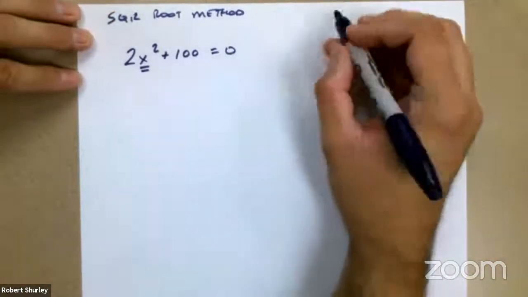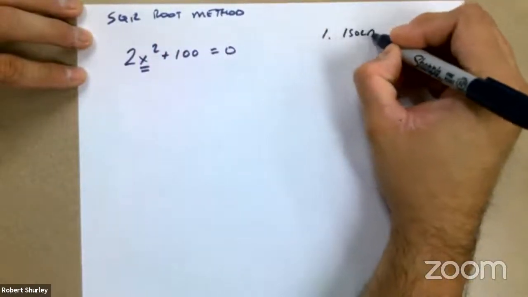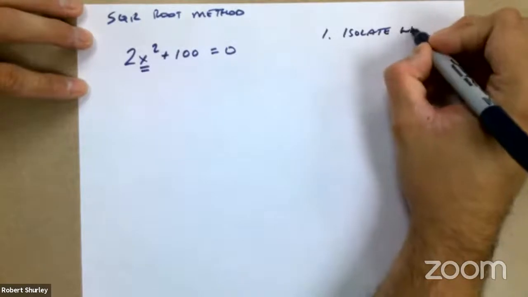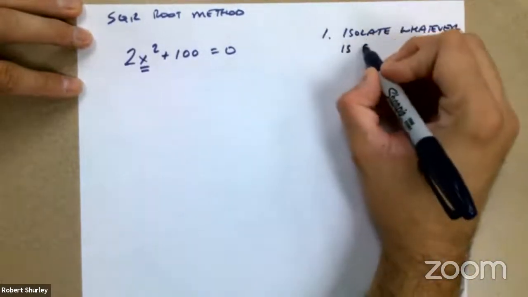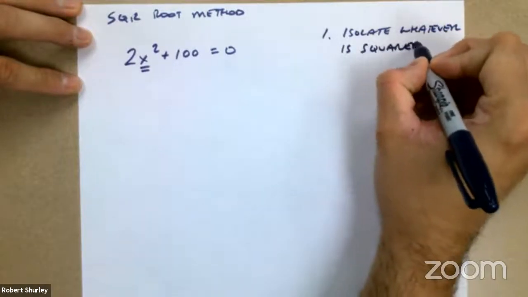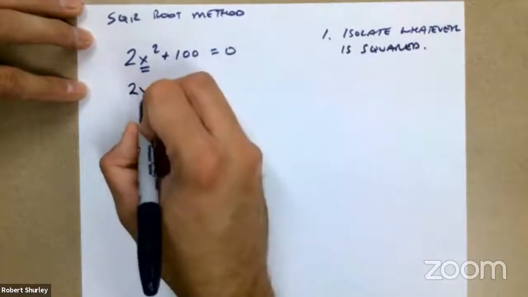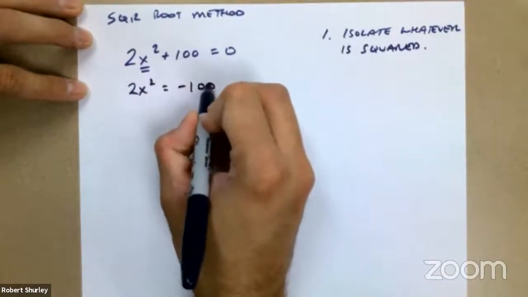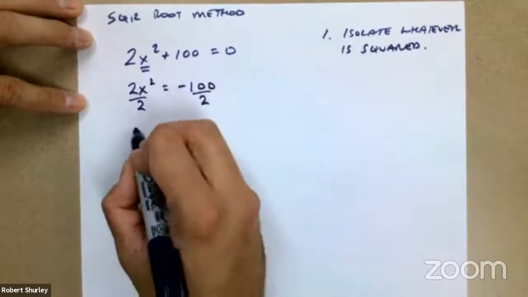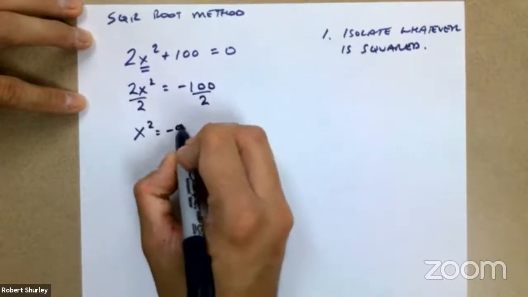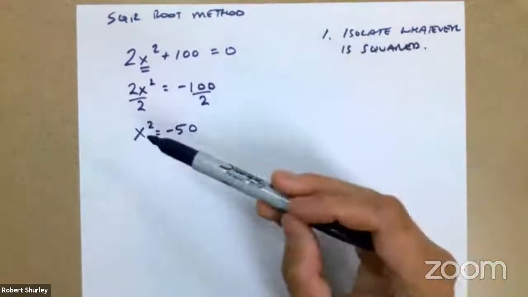And the way you do it, it's set up a little different. First, you actually have to isolate the squared term. I'm going to say isolate whatever is squared, because it's sometimes not a term. So for us, it's that x squared. I'm going to move the 100 over. It becomes negative 100. I divide by 2, and I wind up with x squared equals negative 50. Okay, we've done step 1. We've isolated whatever is squared.